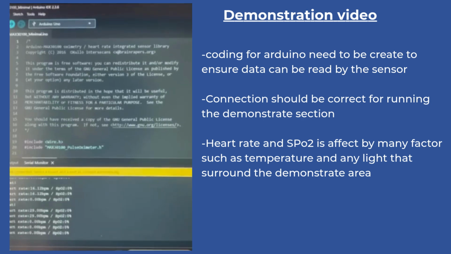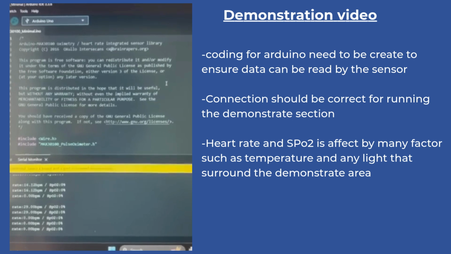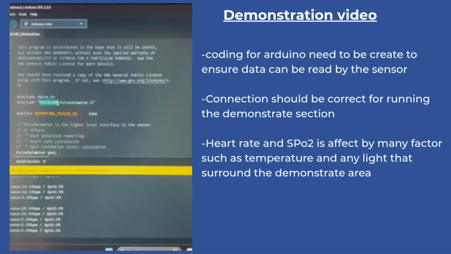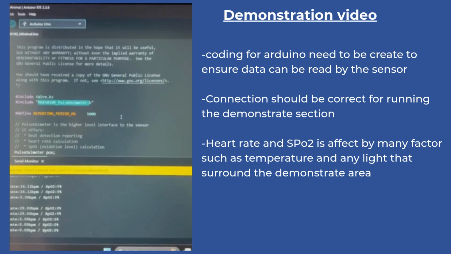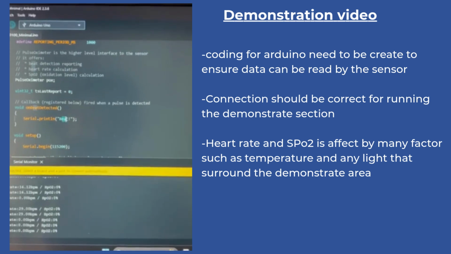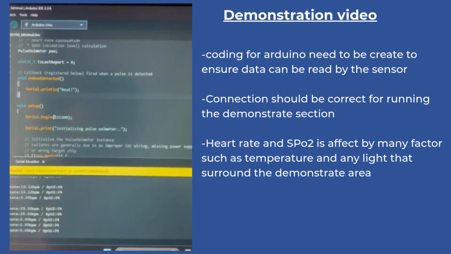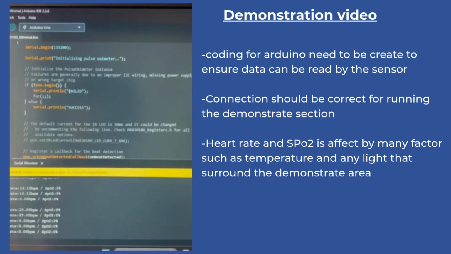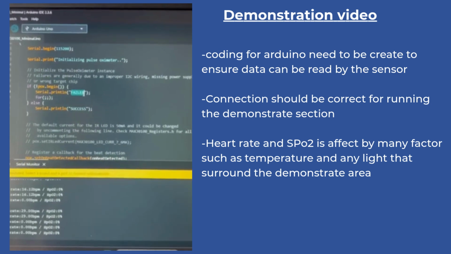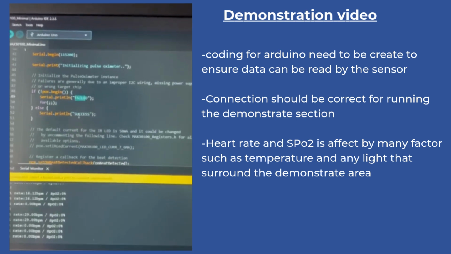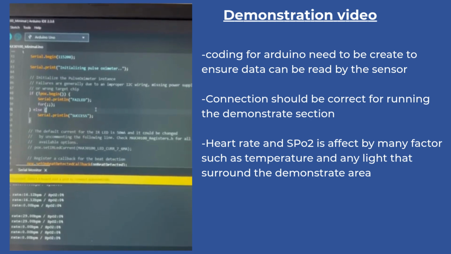Before we move on to the demonstration, this is our simple code using the MAX30100 pulse oximeter sample. It detects a beat every time it senses our heart rate, and we are using a baud rate of 115200. This is the instruction we are given after we plug in. It will show fail or success before we start our demonstration.